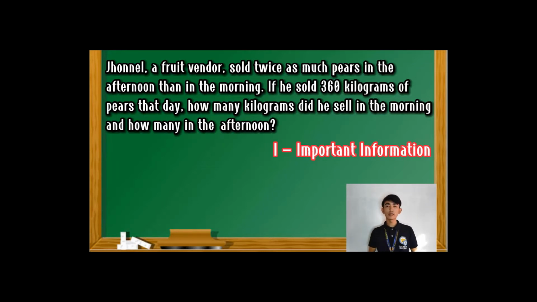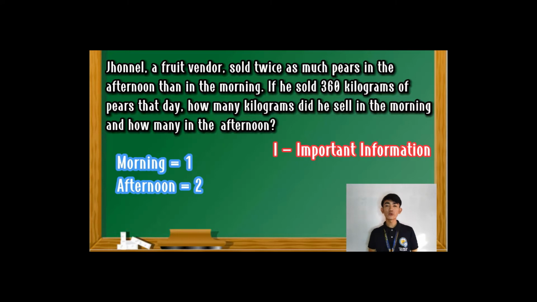So let us read again the problem to get those important informations that we need. Junel, a fruit vendor, sold twice as much pears in the afternoon than in the morning. So we can say that the quantity of kilograms of pears that sold in the afternoon is twice the number in the morning. If he sold 360 kilograms of pears that day, how many kilograms did he sell in the morning and how many in the afternoon?